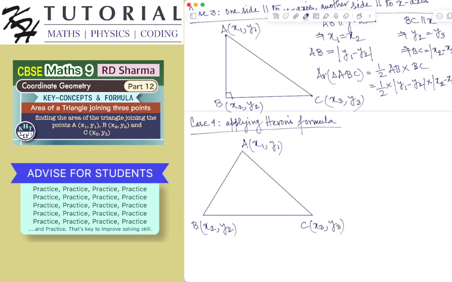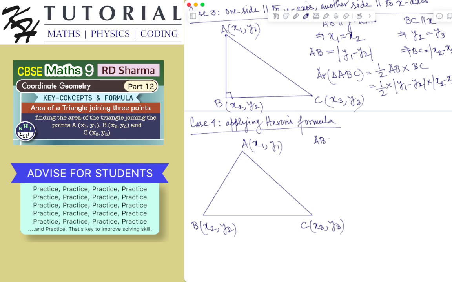So I have no other choice. I have to individually find the length of each of the sides using the distance formula, that is the distance between 2 points. And then once I know the length of each side, I will apply Heron's formula to find the area. So what will be AB?